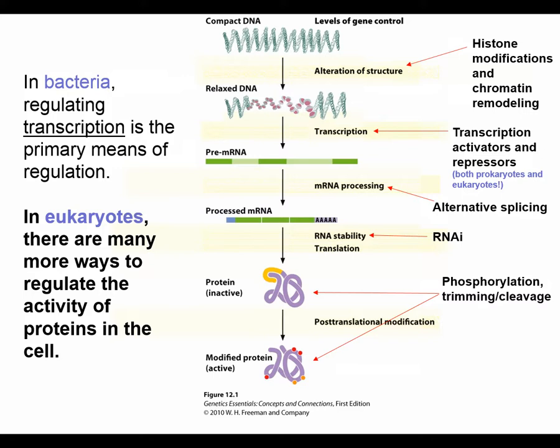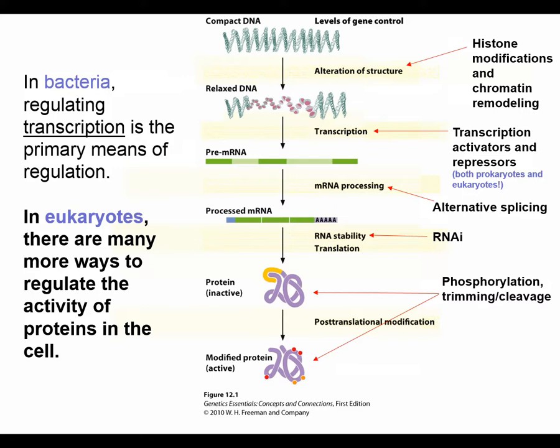So this slide shows a lot of them, starting with histone modifications and chromatin remodeling. That's going to be a really important topic for us. Transcriptional activation and repression. That's also used in eukaryotes as well as prokaryotes. Alternative splicing is a mechanism which can control gene expression, but we won't talk about that very much. You should just know in general what alternative splicing is. RNA interference, that's used as a mechanism to control gene expression. We will talk about that.